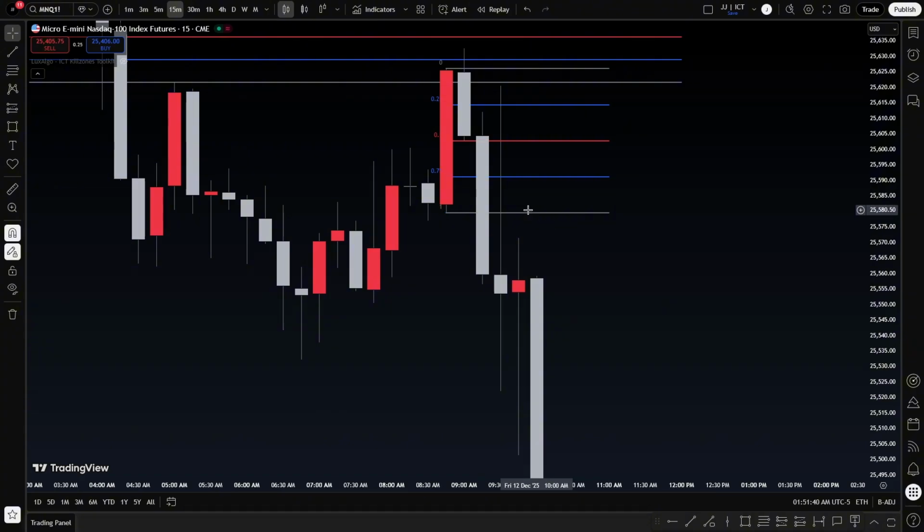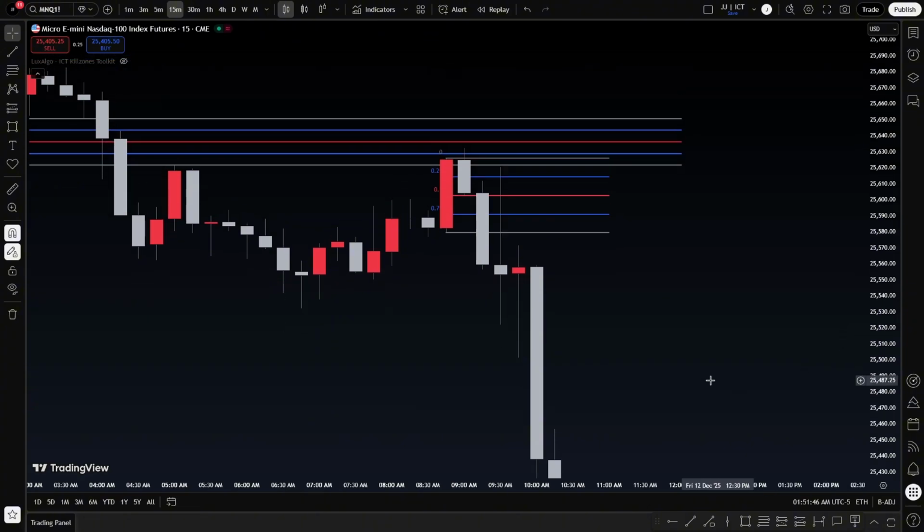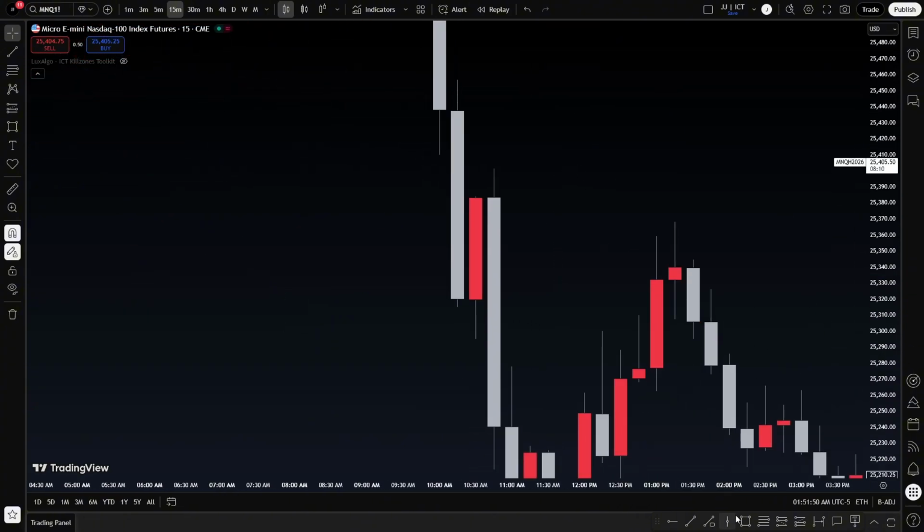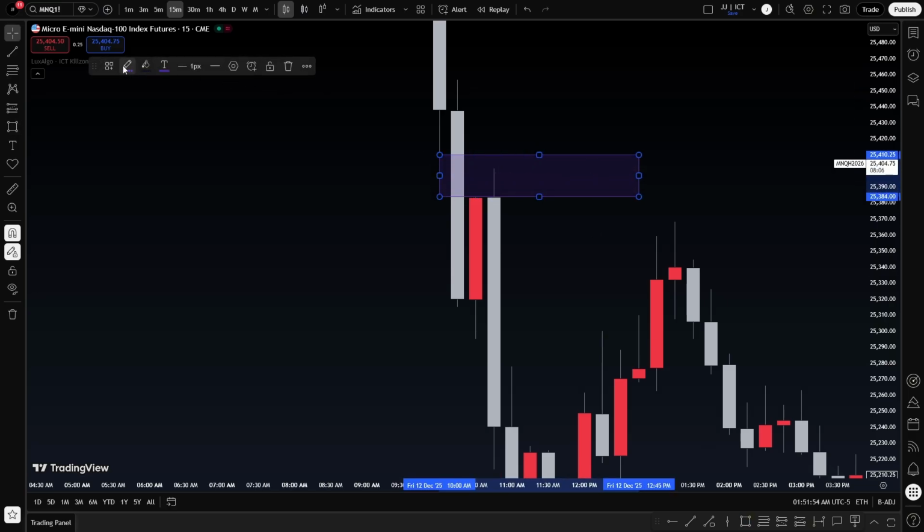A lot of respect. I would say so, me personally. I think we both agree, right? In which it begins displacing very aggressively. And then we have another fair value gap that forms right here.